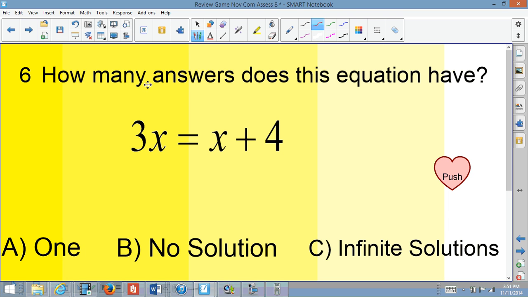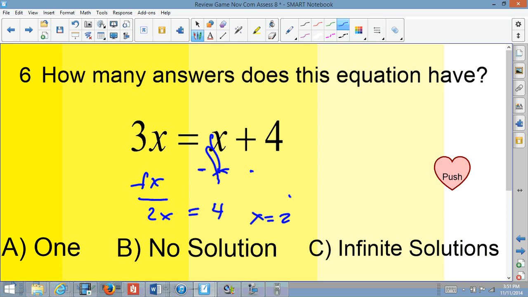How many answers does this equation have? You have 3x equals x plus 4. Remember, get your x's to one side of the equation by subtracting x. Make that 1x. That'll give you 2x equals 4 because the x is canceled out. And you should be able to solve that for x. So x will equal 2.